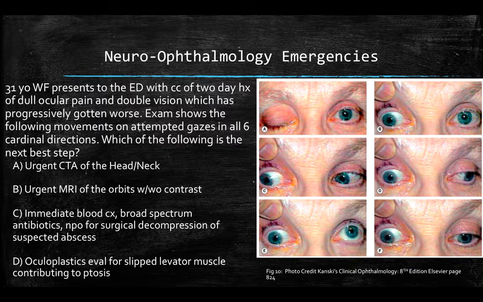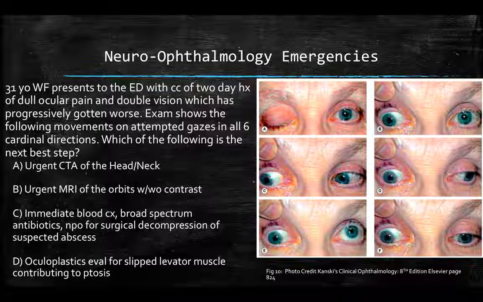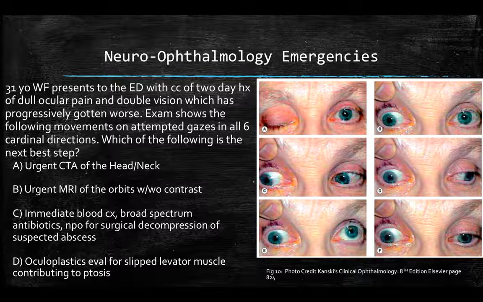So take a second to pause the video and review the gaze attempts by the patient. So if you selected choice A, you were correct. We can talk through this a little bit.